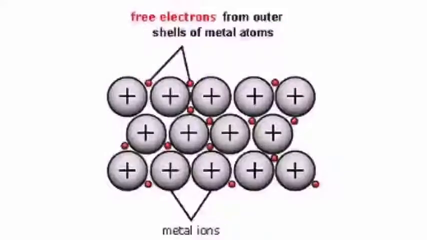Metallic bonds are how metal atoms are held together in a solid. They are basically positive ions floating in a sea of electrons.